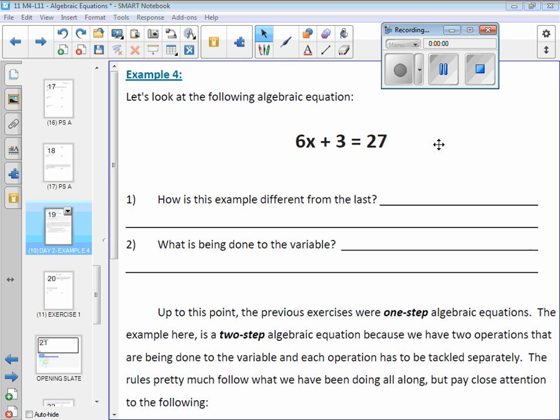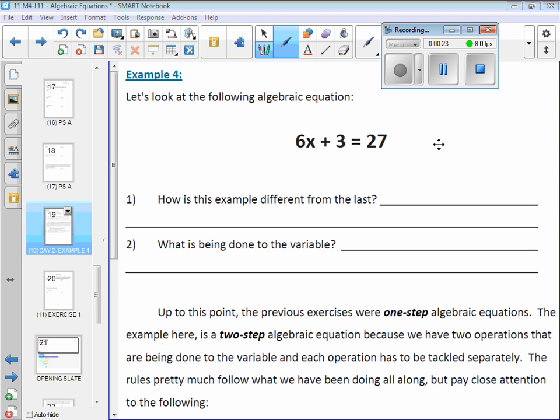Page 10, what do you notice that's different with this equation compared to what we've been doing? Benjamin. We've had addition signs before, but there's something else. Tell it. Right, there are two operations being done to the variable x.